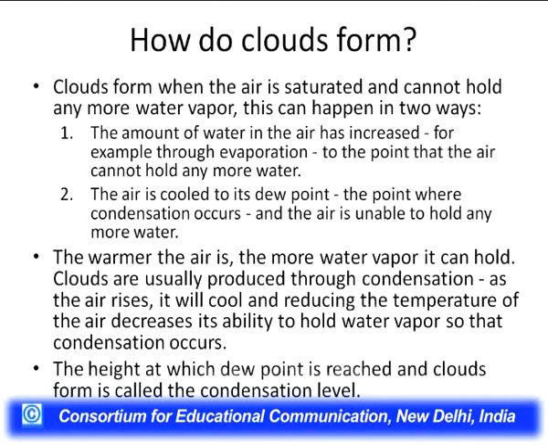Clouds are usually produced through condensation as the air rises. It will cool, and reducing the temperature of the air decreases its ability to hold water vapor, so that condensation occurs. The height at which dew point is reached and clouds form is called the condensation level. As we go up, the temperature decreases continuously. This decrease in temperature also varies from place to place. It is different at the polar level, at the equator level, and at other places. But it is certain that as we go up, the temperature decreases.